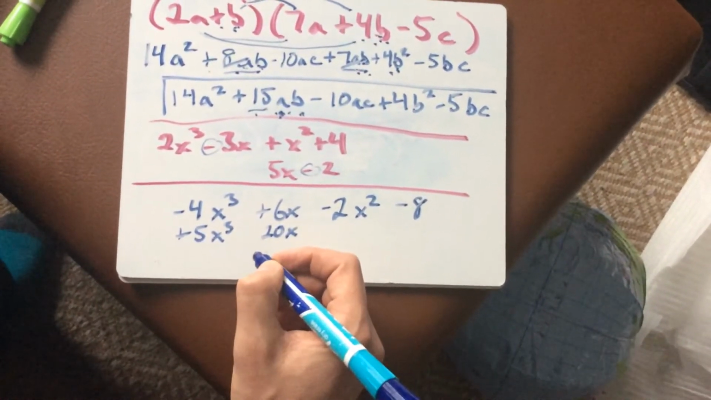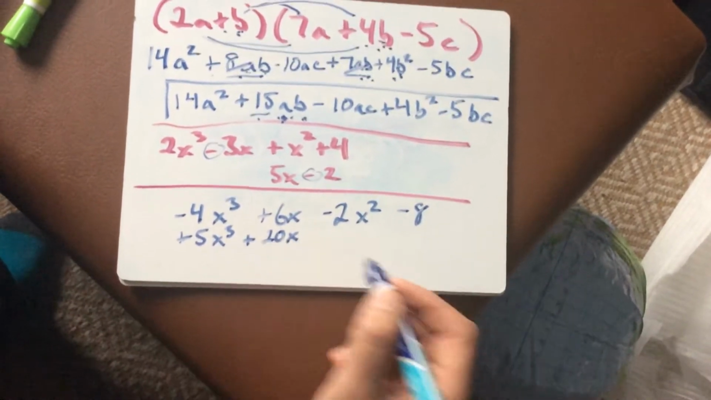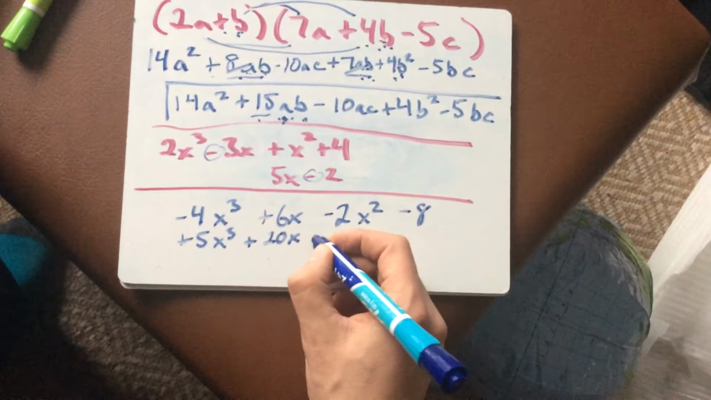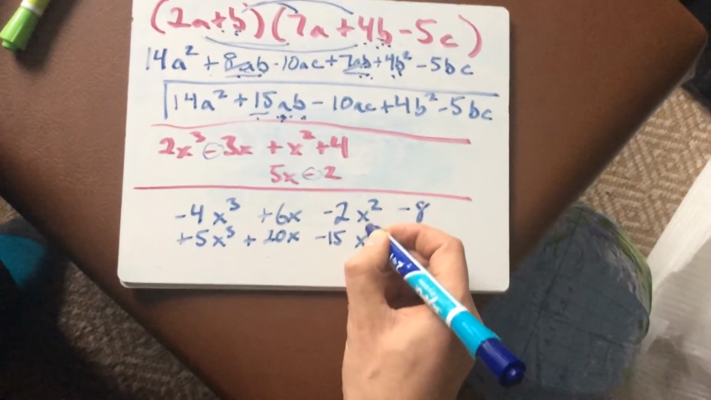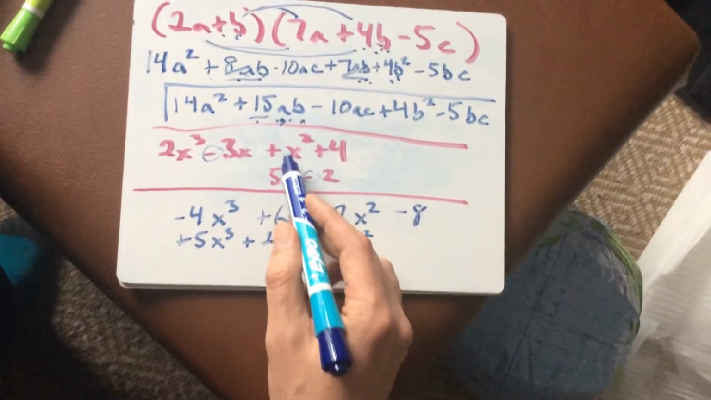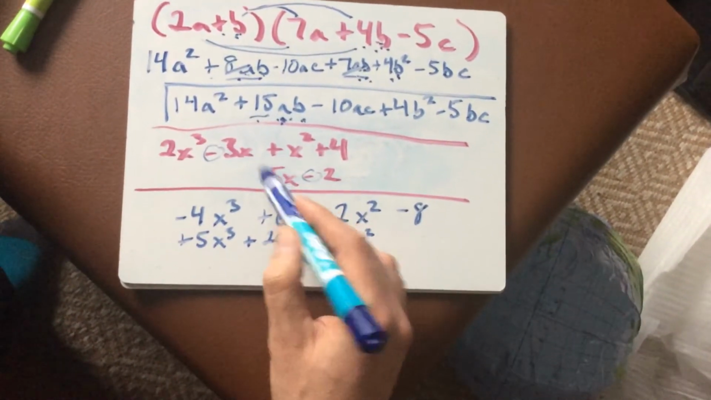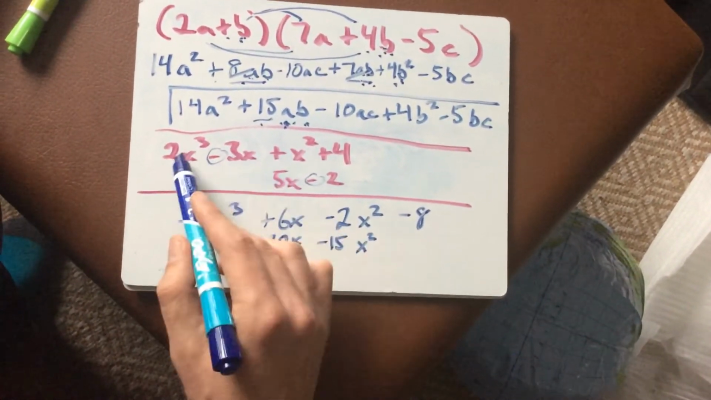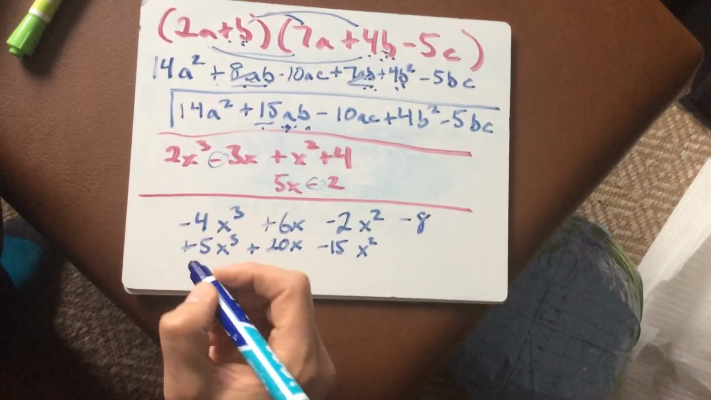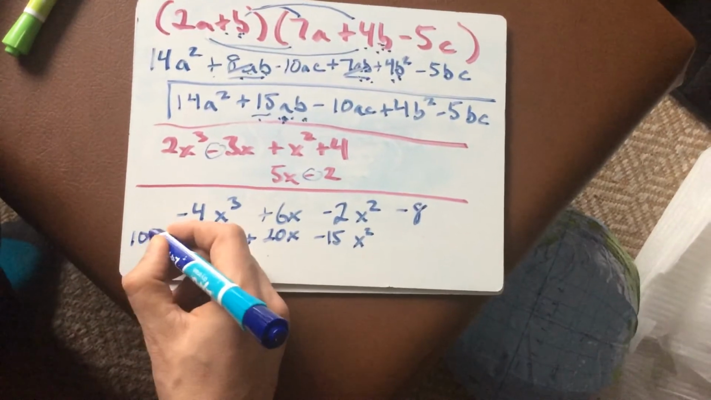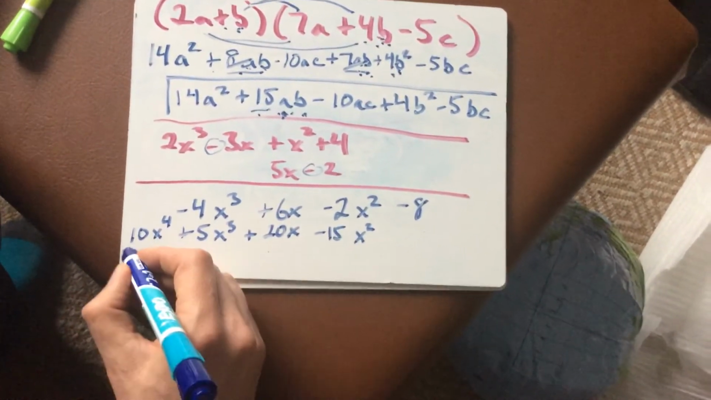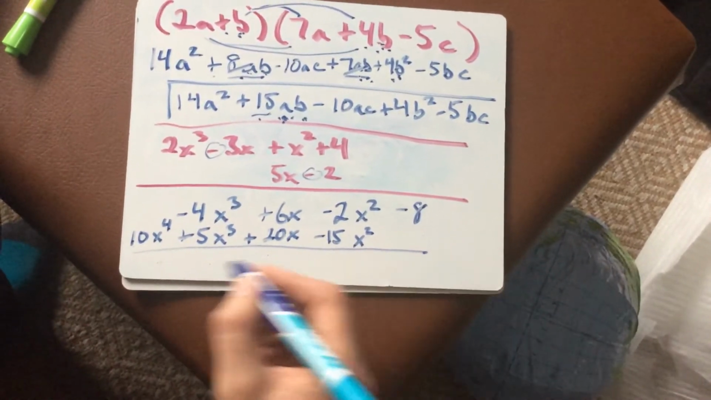because remember I want to line them up. Remember to put the signs. And then 5x times negative 3x is negative 15x squared, so I'm going to put that under the x squared. So remember, each time I multiply, I'm going to put it under the like term. Finally, 5x times 2x cubed, that's going to be 10x to the fourth. So I'm going to put that way over here. Now I have all of my like terms lined up.